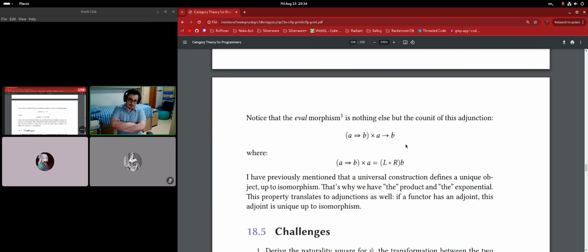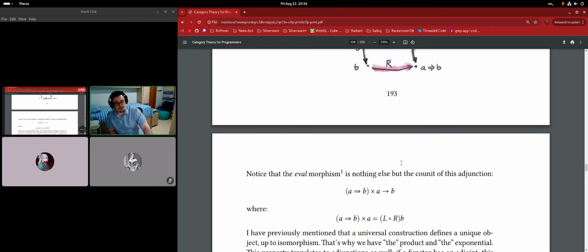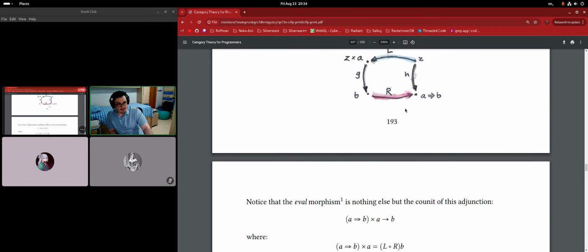So what are we saying here? This is a product. Oh, we are converting this notation to the new notation. I see. So why is that the case? So L after R on B.